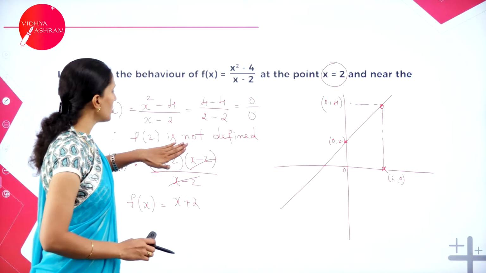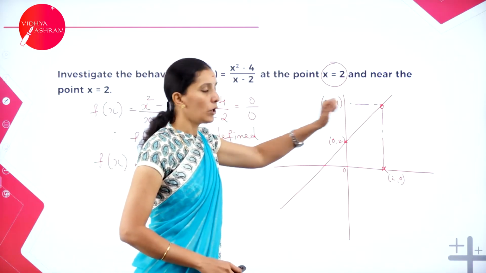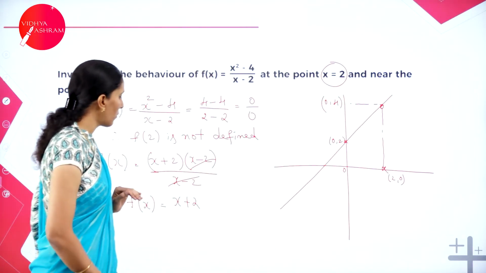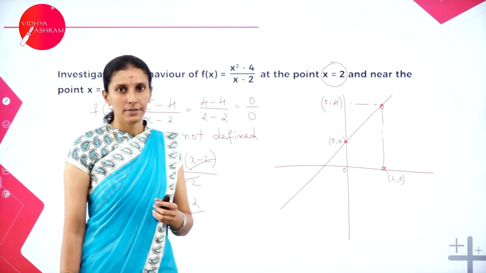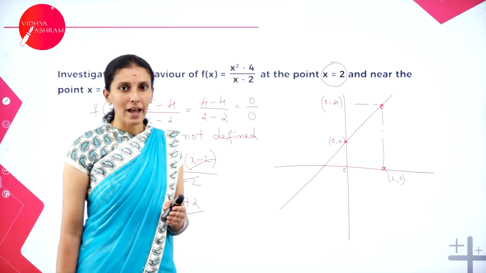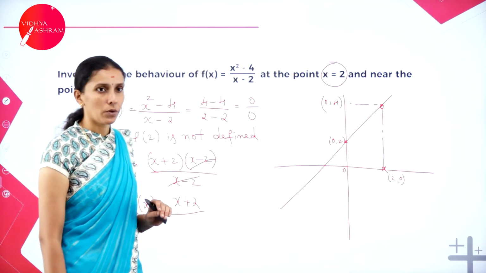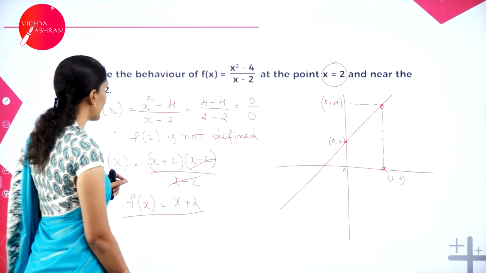Now, the function is not defined at x equals 2, whereas it is defined for all other values because it takes the form f(x) = x + 2. Now, let us take the values nearer to 2. Let me write the graph once again. So, this is the graph.